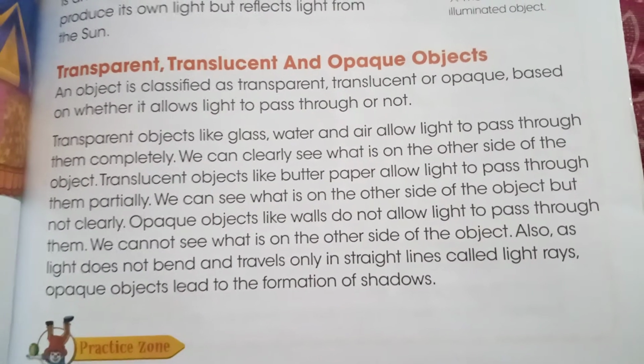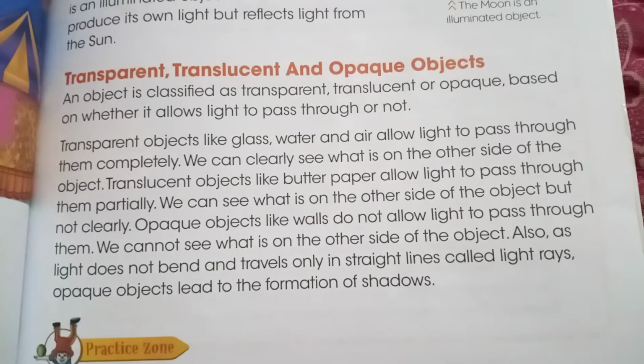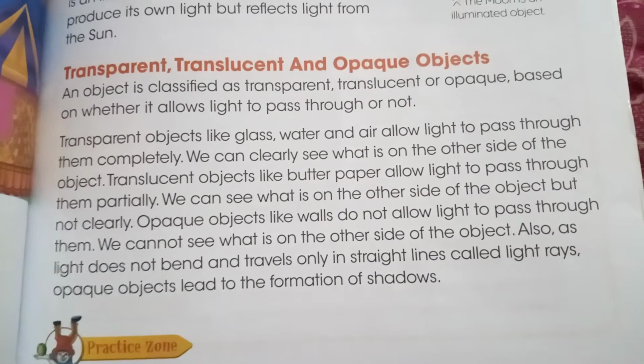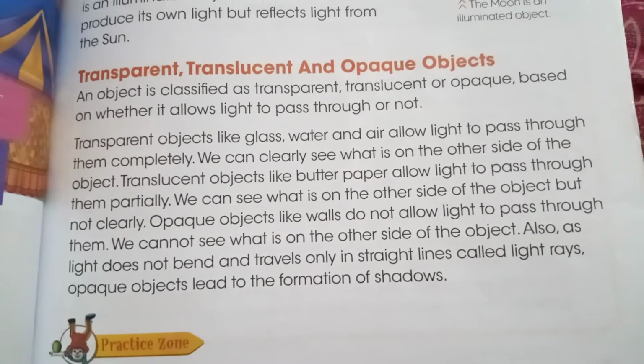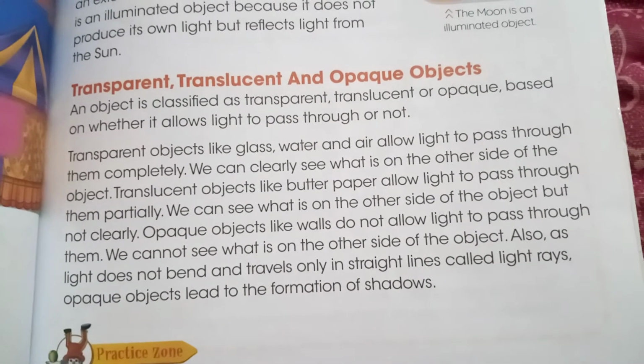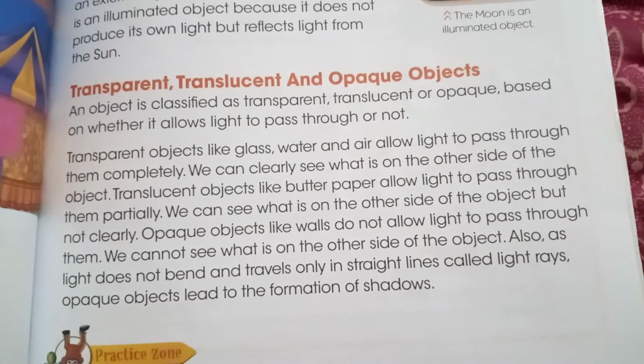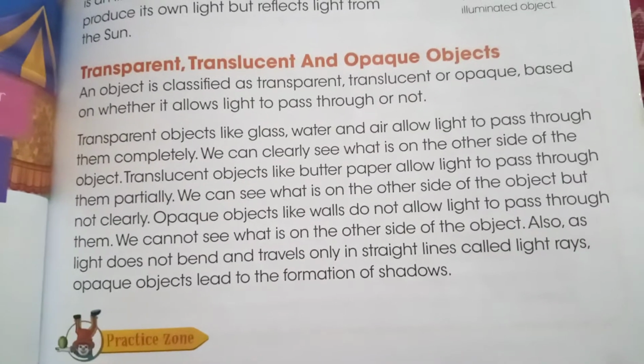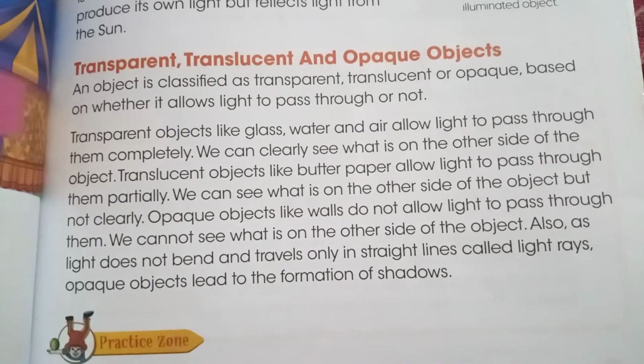It means when we look through the glass, we are able to see the other object that is on the other side of the glass. In the same way, when we look at water, we can see what is on the other side of the water. So, glass and water are transparent objects.